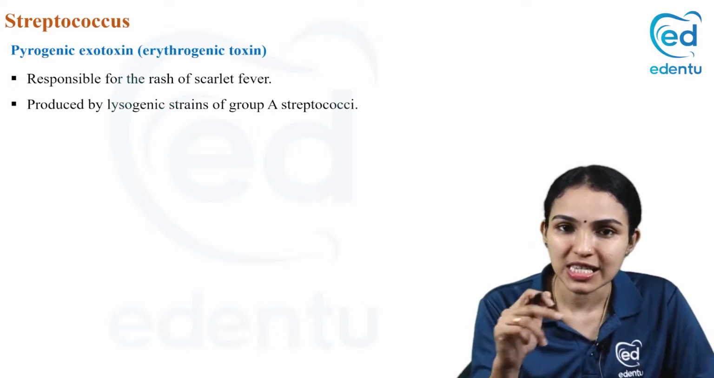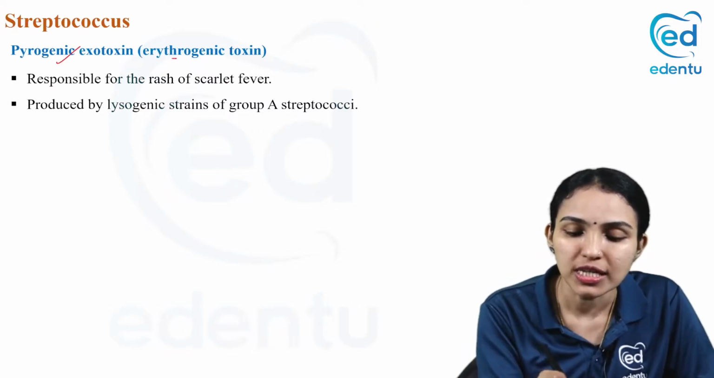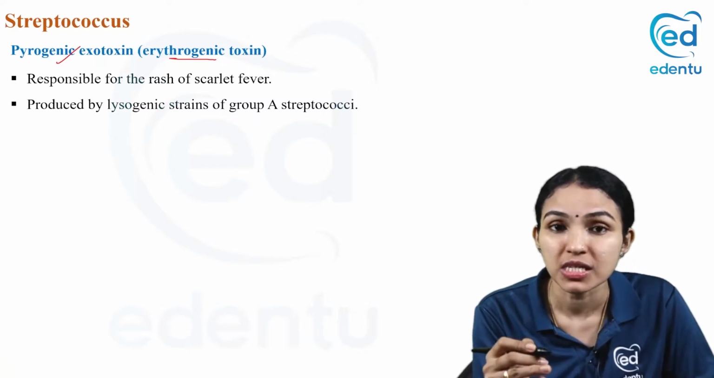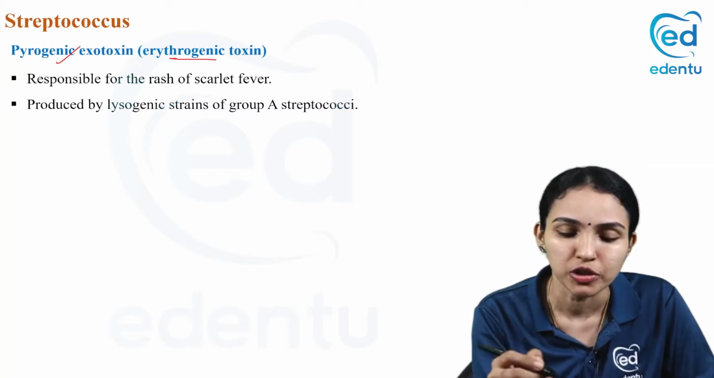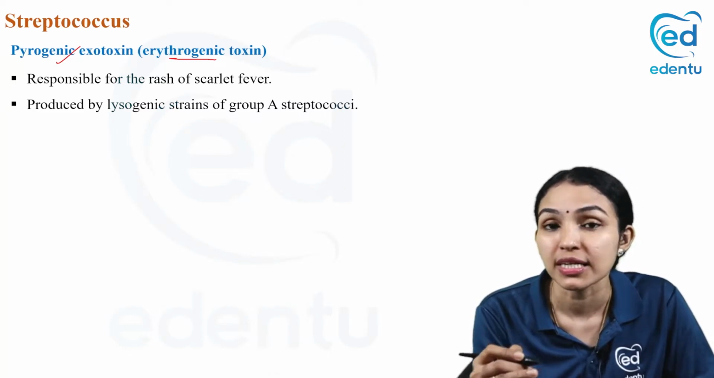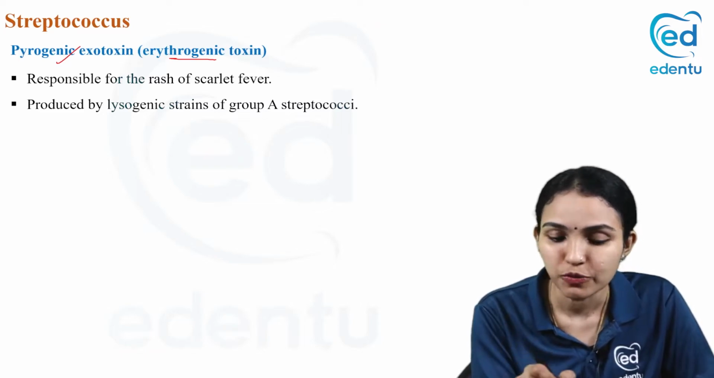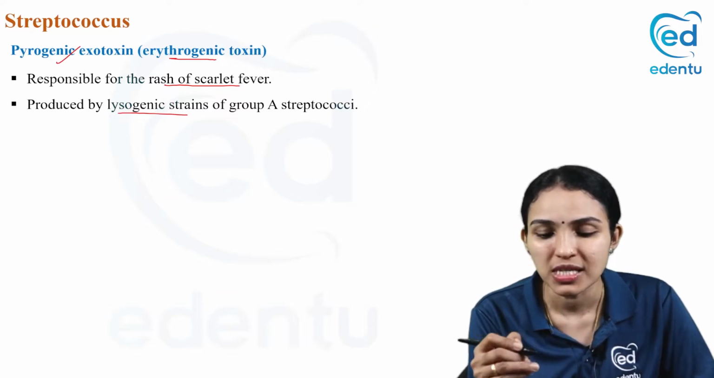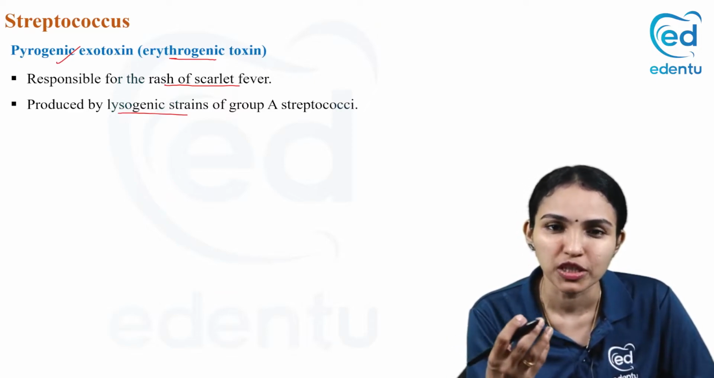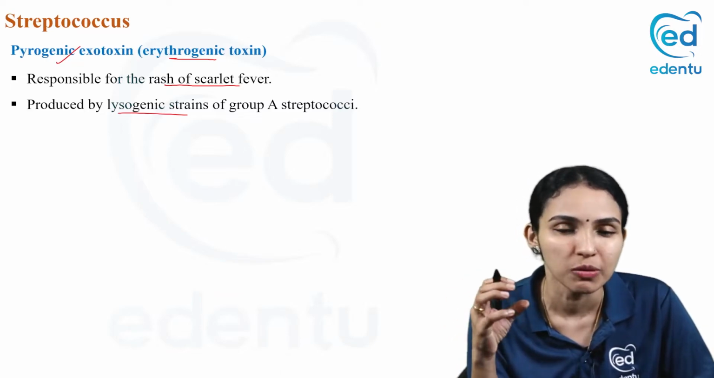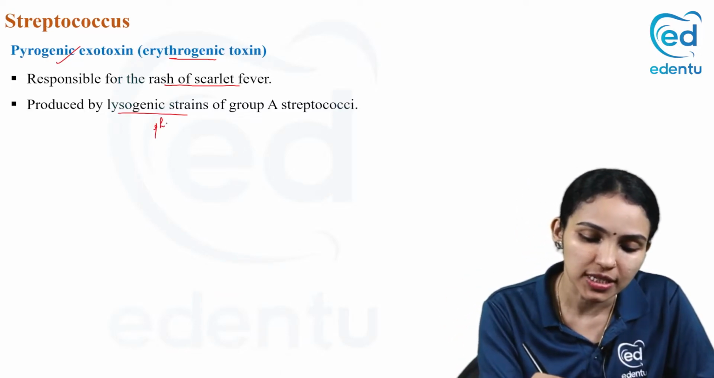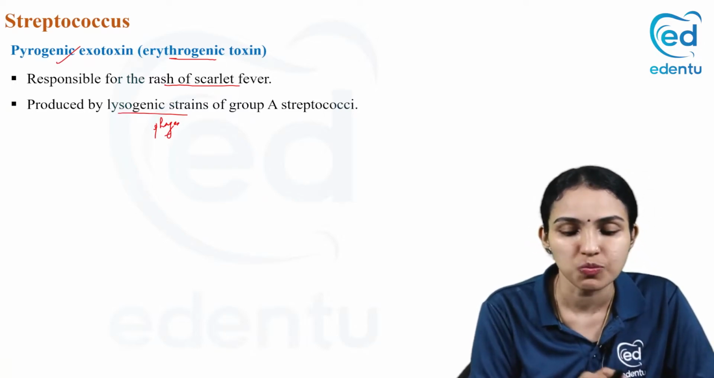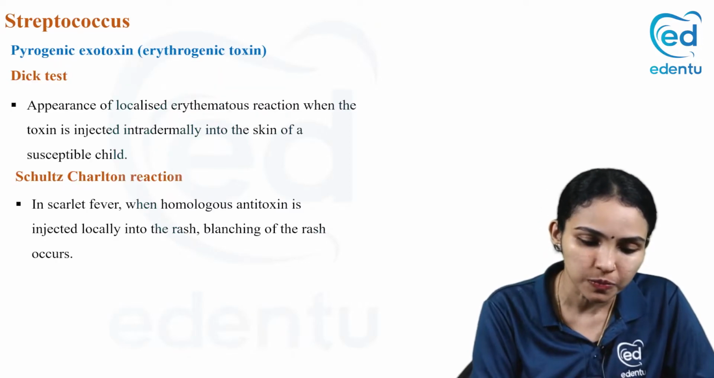And the next toxin, the P in SP, is pyrogenic exotoxin. It is also called erythrogenic toxin. From the name, you can understand that pyrogenic means fever producing. Erythrogenic means it will produce erythematous rashes. So they are responsible for the rash of scarlet fever, and they are produced by certain lysogenic strains. Lysogeny means the property of producing this toxin is coded into the bacteria by certain phages. That is why it is seen only in the lysogenic strains. So pyrogenic exotoxin is responsible for the fever and rash of scarlet fever.